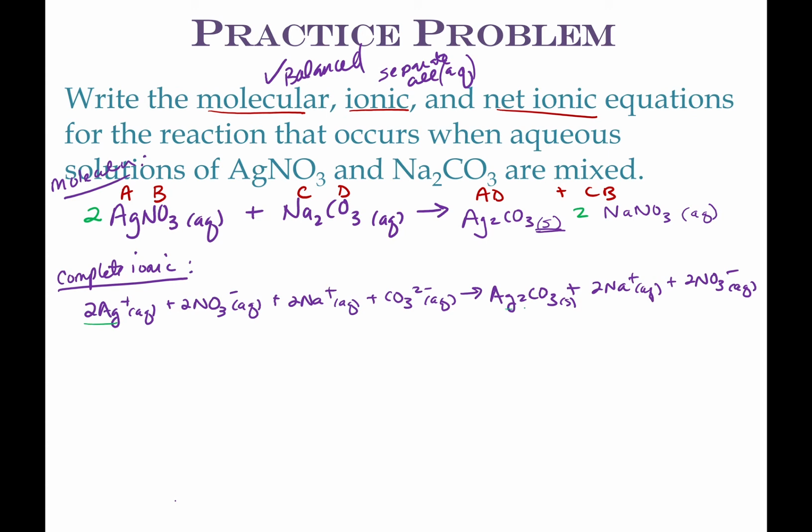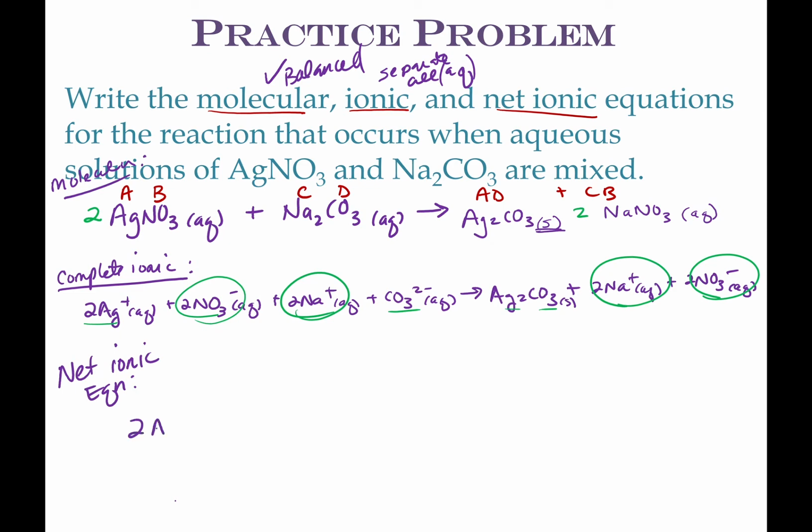Silver goes into the solid, so no. Nitrate, nitrate, sodium, sodium, carbonate goes into here, so we're good. So our net ionic equation is everything that's left: 2Ag plus aqueous plus CO3 2 minus goes to Ag2CO3. All done.